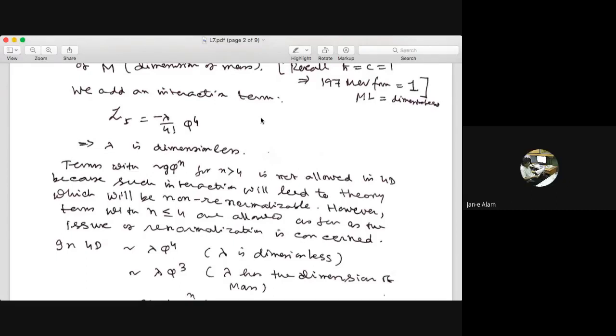If you take a negative mass dimension, then that momentum scale will come in the numerator, and when you take that limit to infinity, it will encounter a divergence. On the other hand, suppose you take this phi cube, then this lambda will have a mass dimension.